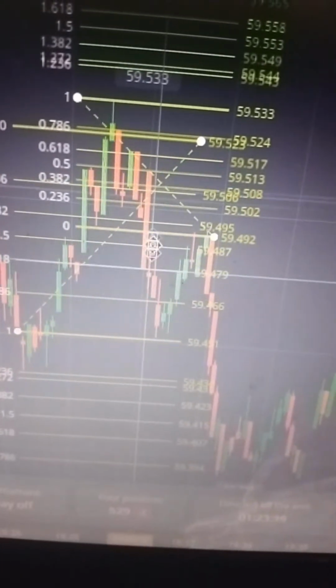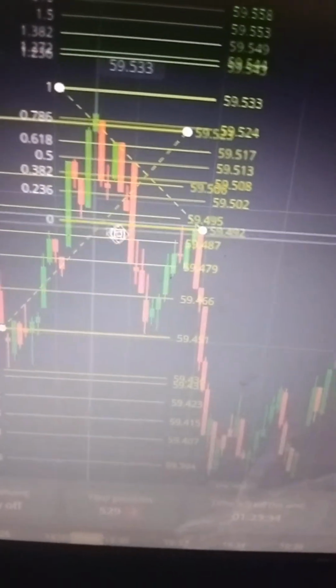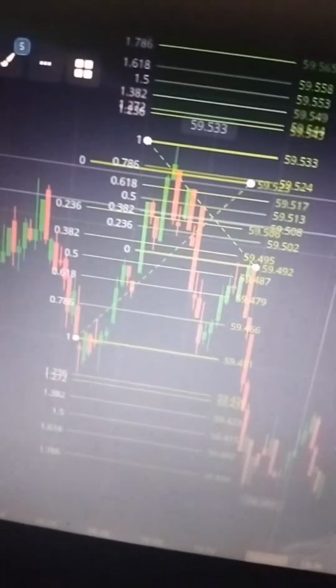When you measure from here, since we broke a lot of structure, price, as you can see, just made a double bottom and then is now bouncing off to TP2 where it left off. That should not happen. I'm telling you, that should not happen.